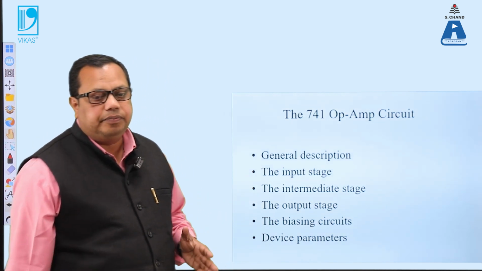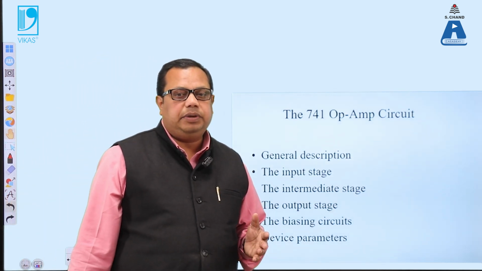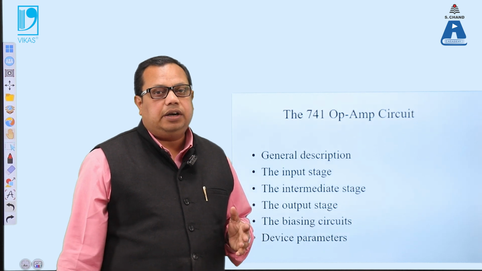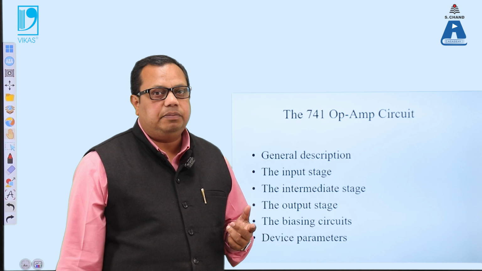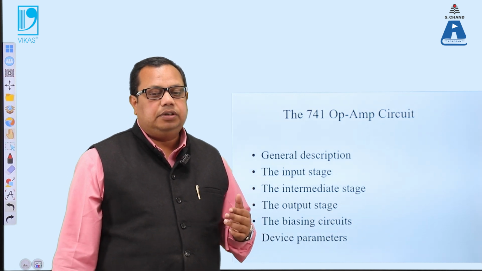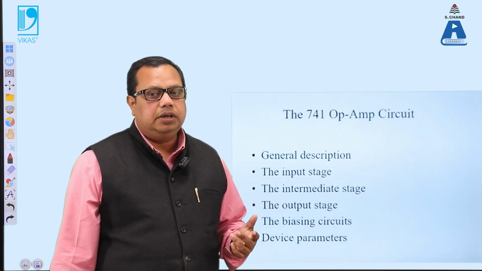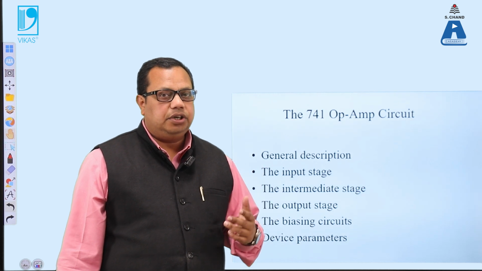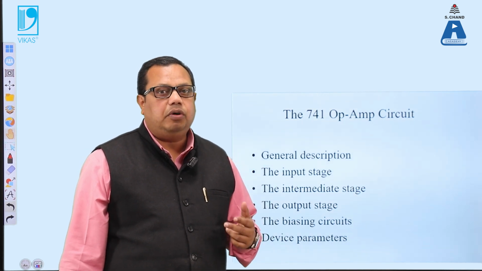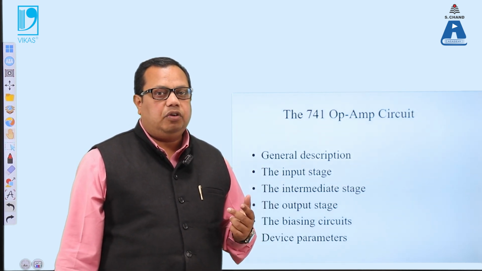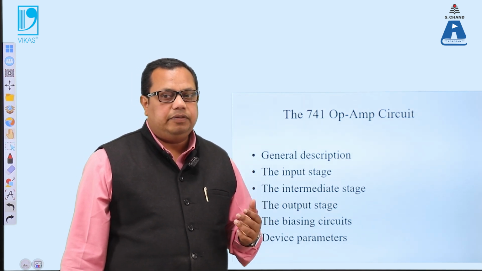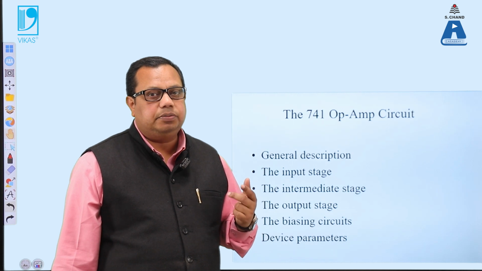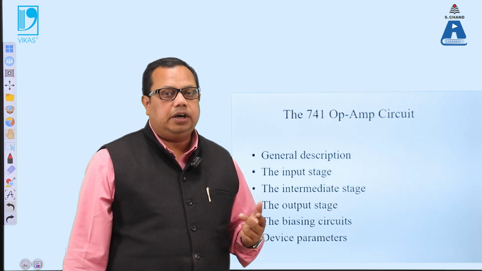So biasing: when we were learning the PN junction diode, we learned the use of biasing. Suppose, taking the example of a PN junction diode, we give the supply to the positive terminal on the P side and the negative terminal on the N side. The diode was in forward bias, and then it was conducting. But when we did it in reverse bias, the diode was not conducting.